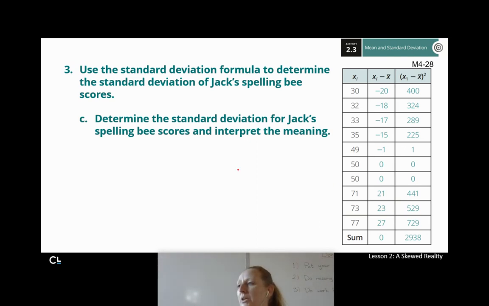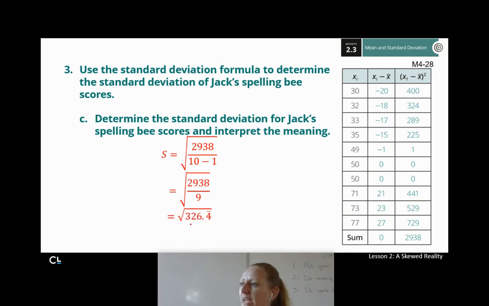So I'm going to take this number. We had 10 scores, so I'm going to divide by 10 minus 1, which is, of course, 9. And this is why I have a calculator. When I divided, I got 326.4 repeating forever. And when I did the square root, I got 18.07. So Jack has a mean of 50 and a standard deviation of 18.07. All right. So it looks like this is his measure of spread. It's a pretty wide measure of spread. It's not terrible, but it is a little wide.